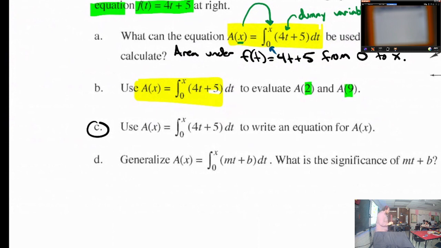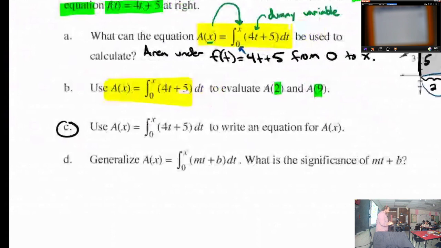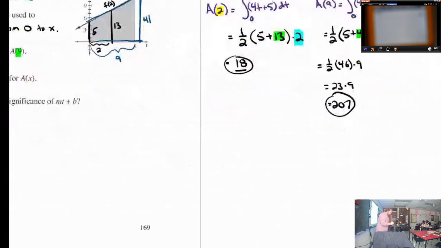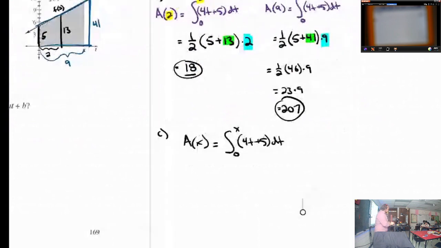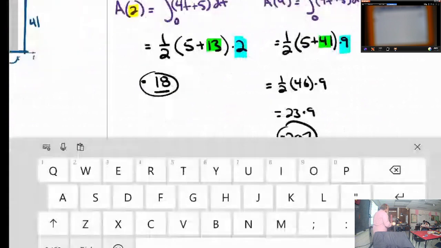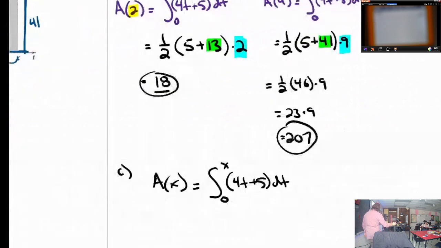So to do that, we're really going to have to think about what's going on inside of this formula, because now this is part C, we're looking for really A of x. And that would be the integral from 0 to x of 4t plus 5 dt. So we really got to think about what we saw in these patterns. We know that it's going to be a trapezoid. We know it's going to have 1/2 in front of it. We know it's going to have 5 in there, because that's not changing. That's what's going on at 0.